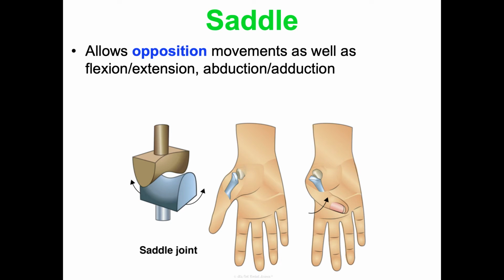These allow opposition movements as well as flexion, extension, and abduction and adduction. And this is what is in your thumb that makes your thumb special and opposable, is that you can fold it in there, like when you're doing a number 4, or how you can touch your fingertip to each fingertip to your thumb. That's because of that saddle joint there.